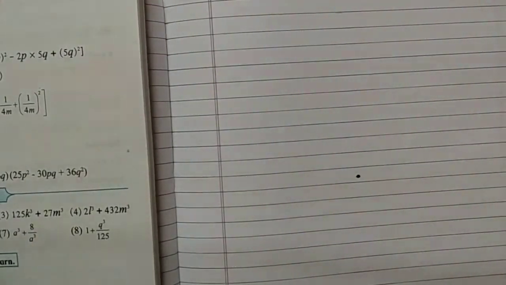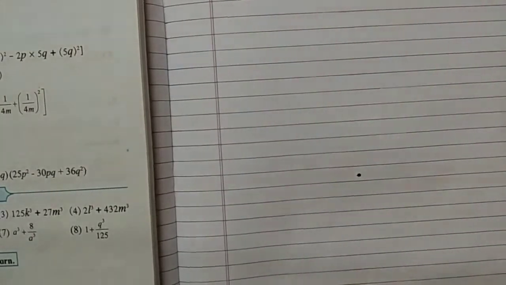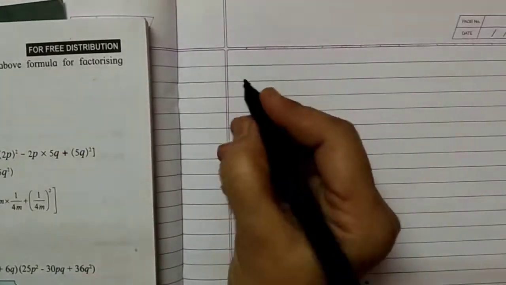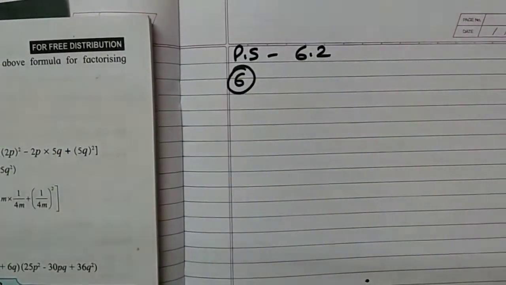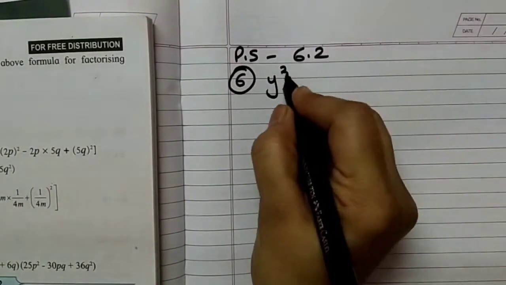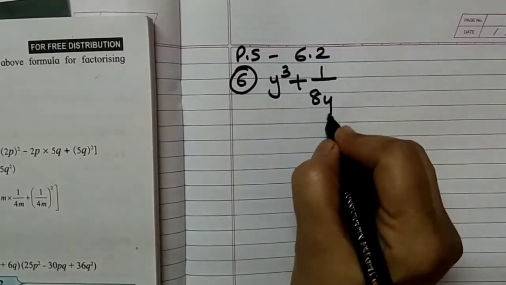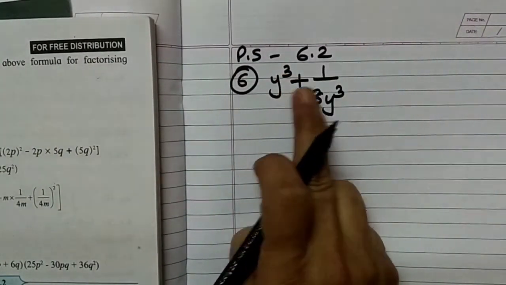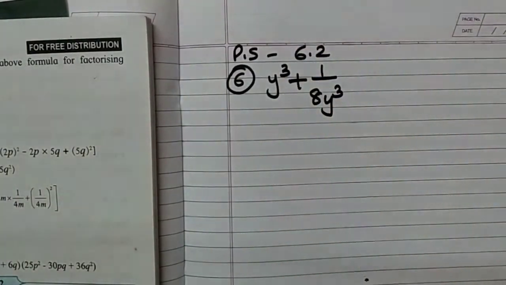Now let us solve one sum from practice set 6.2. I will solve a little bit difficult sum, that is sum number 6. Okay, practice set 6.2, sum number 6. It is a bit difficult sum. Now what is there here? Y cube plus 1 upon 8y cube. Okay, so it is in the form of a cube plus b cube. What is b over here? Complete 1 upon 8y cube is b cube.